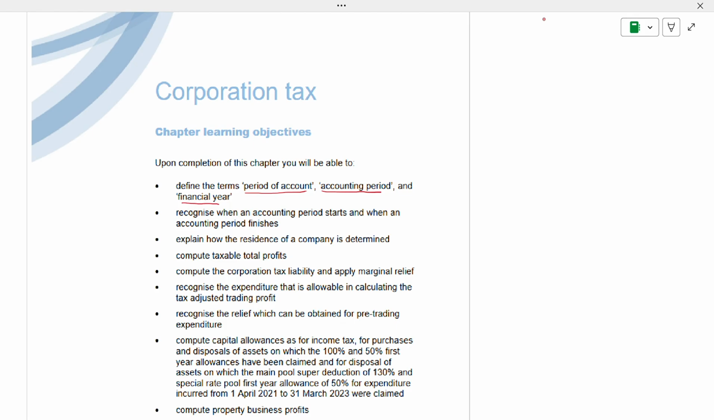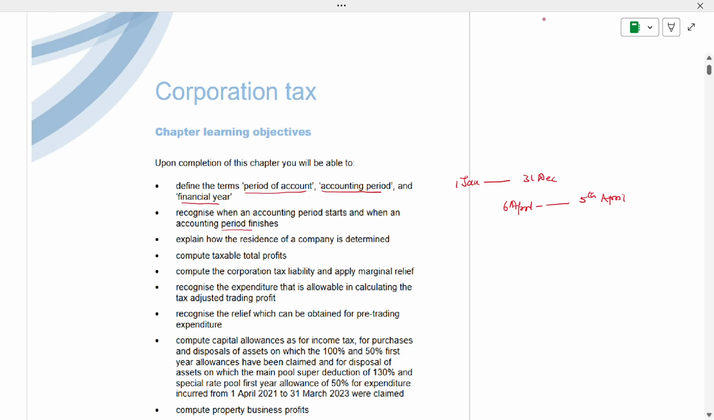Clarity has to be there. Recognize when an accounting period starts and when the accounting period ends. Assume an accounting period starts from 1st January to 31st December. Tax will start from 6th April to 5th April. This is the tax year, this is the accounting year.